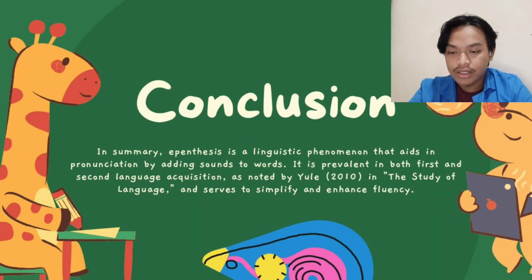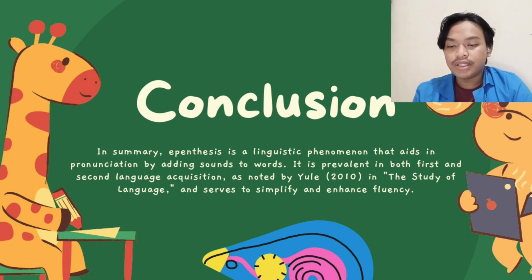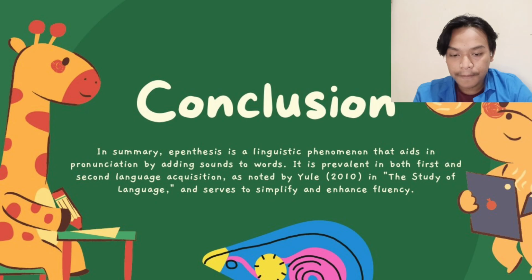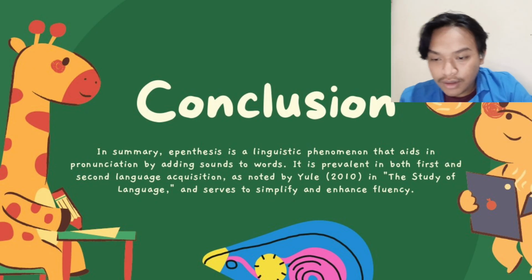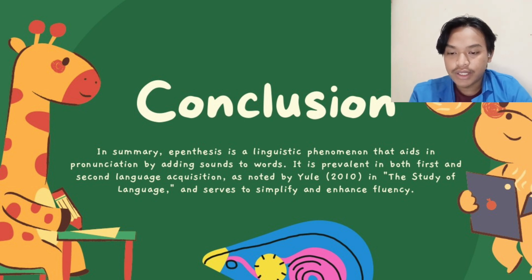Okay, conclusion. In summary, epenthesis is a linguistic phenomenon that aids in pronunciation by adding sounds to words. It is prevalent in both first and second language acquisition, as noted by Yule in The Study of Language, and serves to simplify and enhance fluency. In conclusion, epenthesis is a natural process in language that helps speakers pronounce words comfortably. Epenthesis does not change meaning, only pronunciation. This process shows how language adapts to speakers' needs.